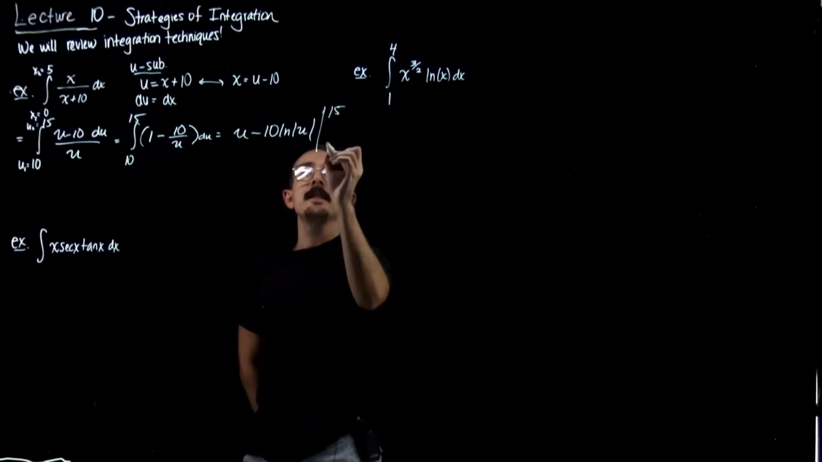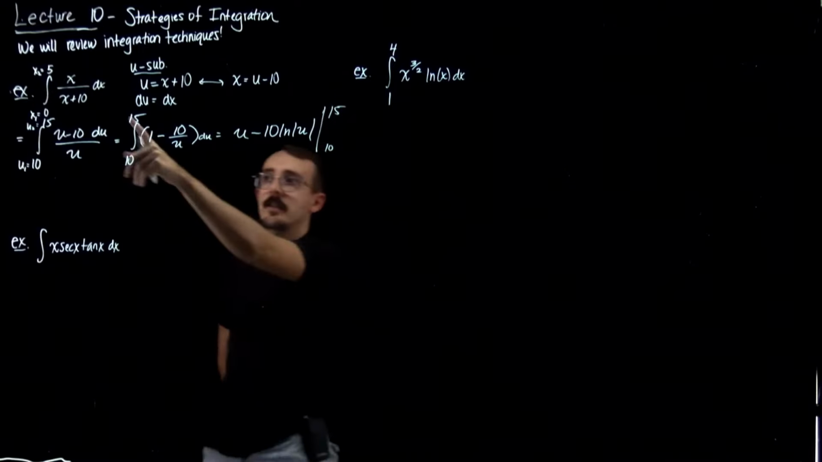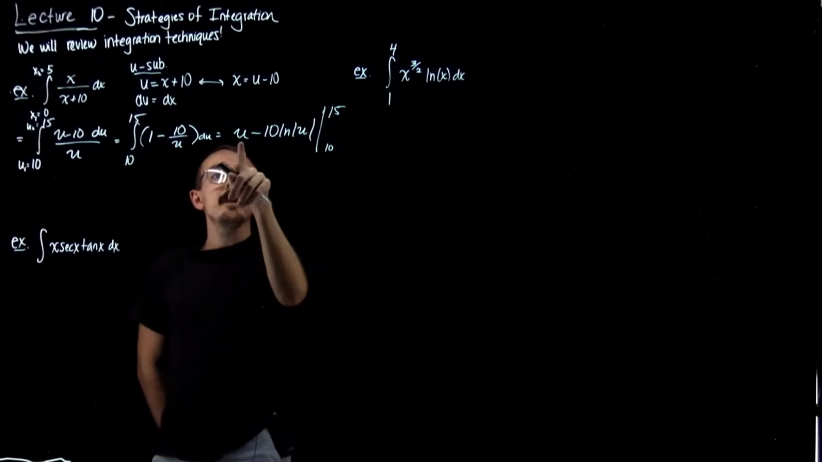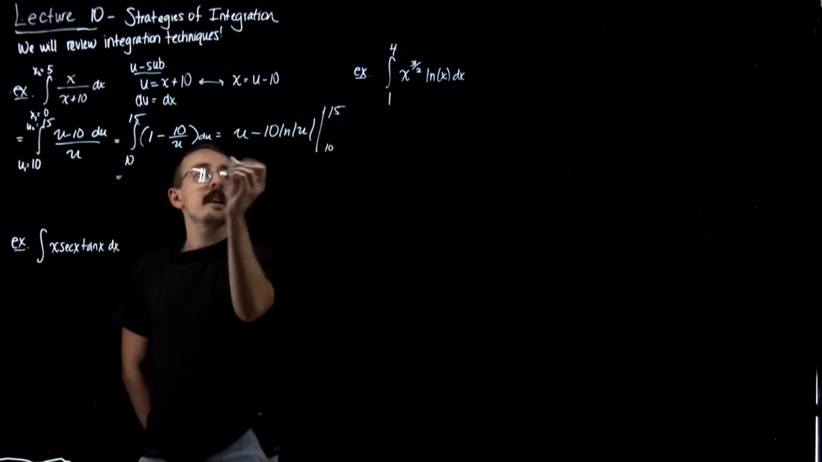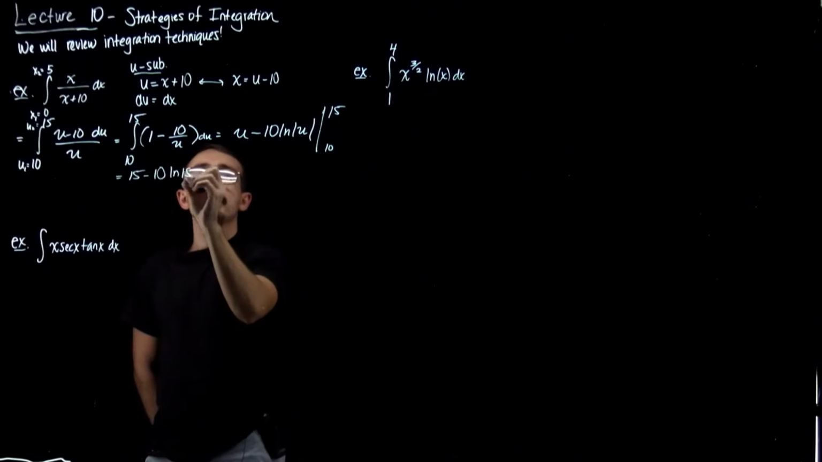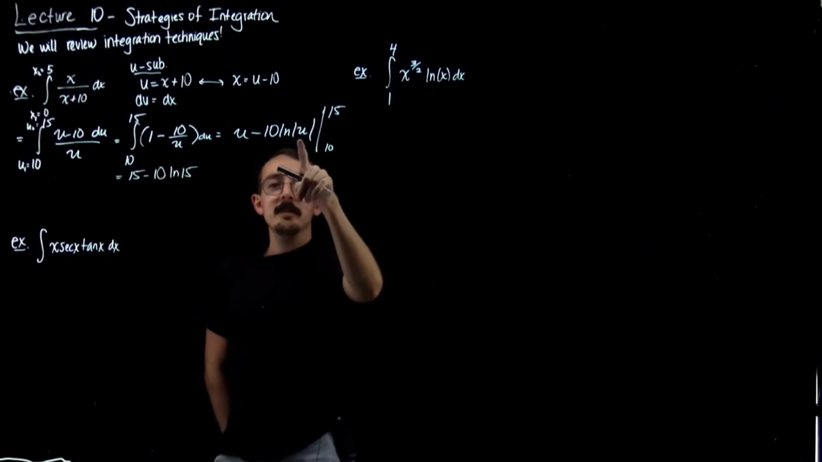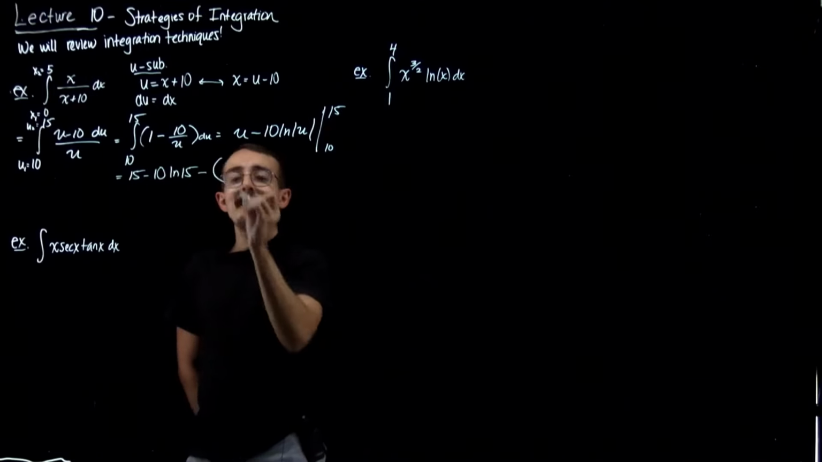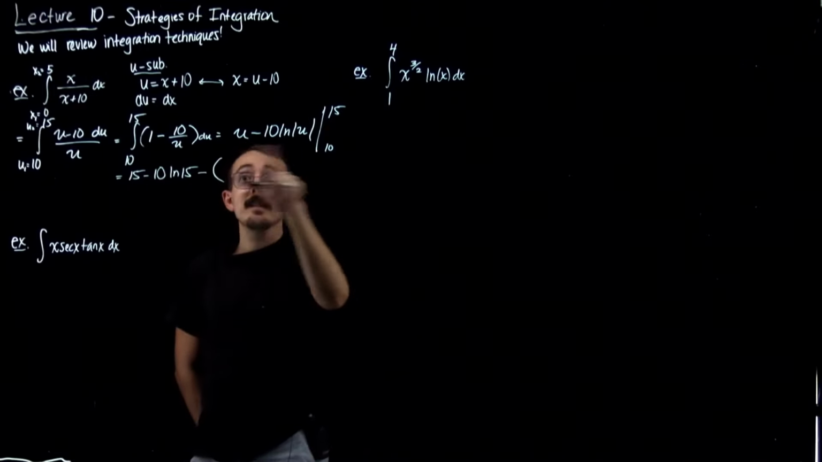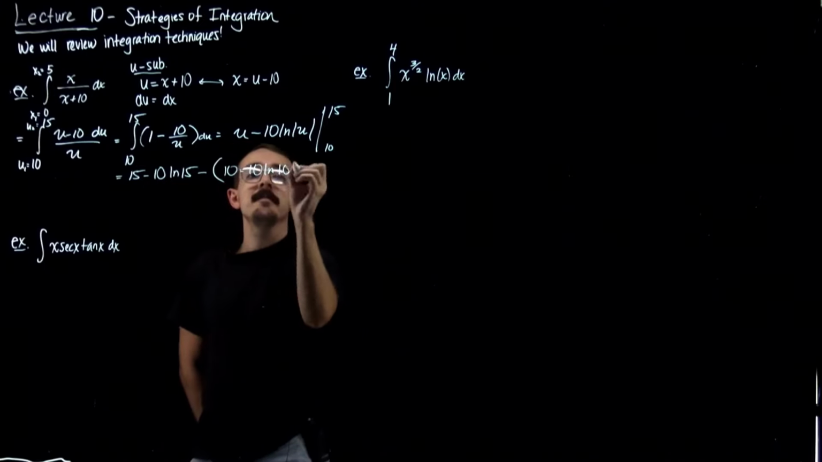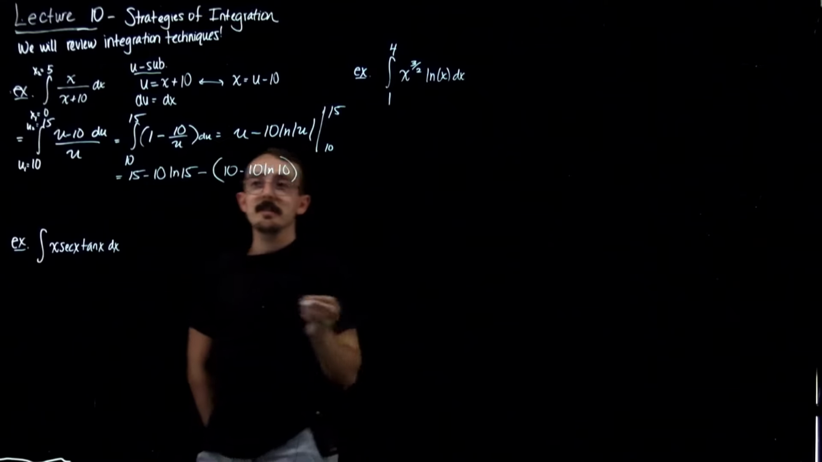And now I plug in 15 and I plug in 10, because these are already bounds with respect to u. If you plug in 15, you're going to get 15 minus 10 ln 15. Notice I can drop the absolute value bars now, because 15 is definitely a positive number. Minus giant parentheses when you do this. Now you're going to plug in 10. 10 minus 10 ln of 10. And we'll simplify this as much as you can.